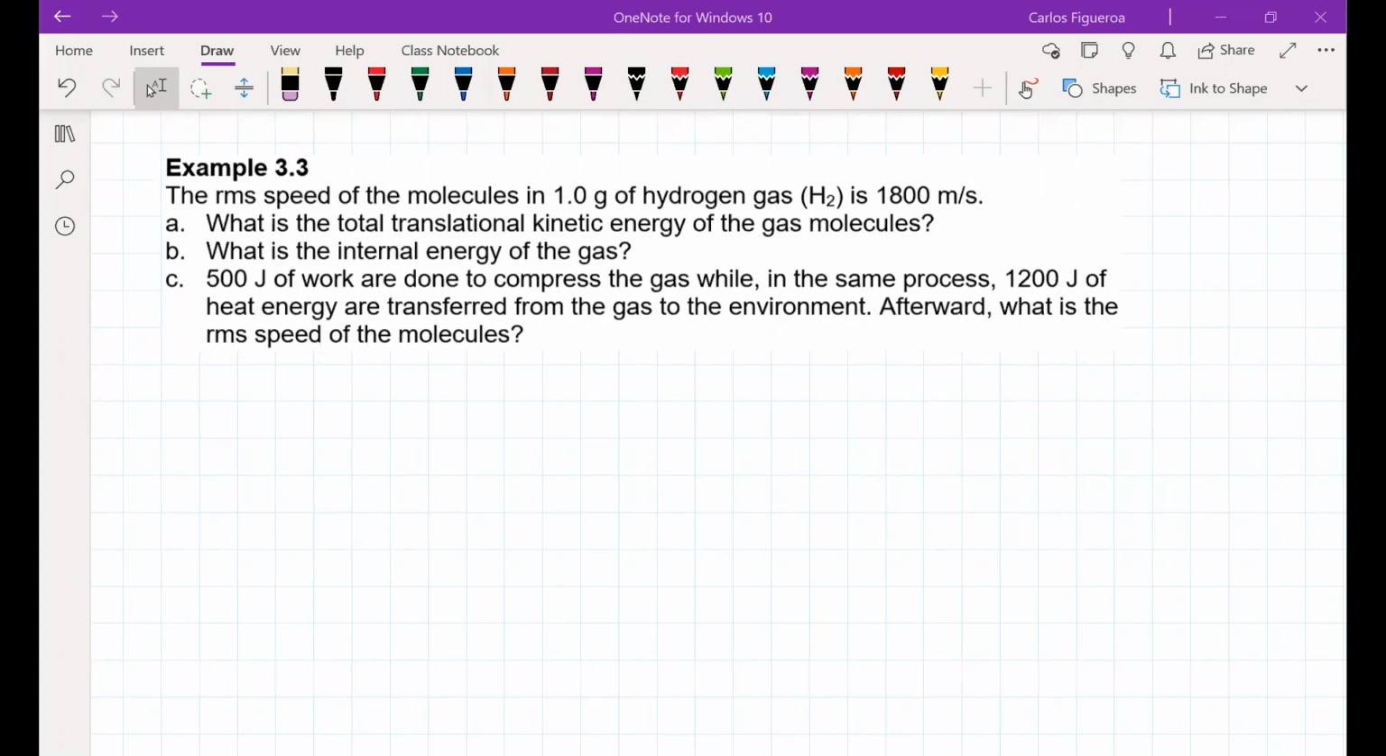Example 3.3. The RMS speed of the molecules in 1 gram of hydrogen gas is 1800 meters per second. A. What is the total translational kinetic energy of the gas molecules? B. What is the internal energy of the gas? And C. If 500 joules of work are done to compress the gas, while in the same process 1200 joules of heat are transferred from the gas to the environment, afterwards, what is the RMS speed of these molecules?